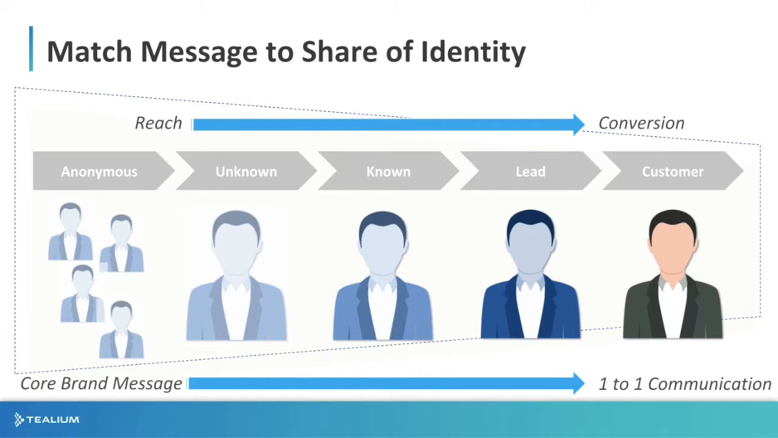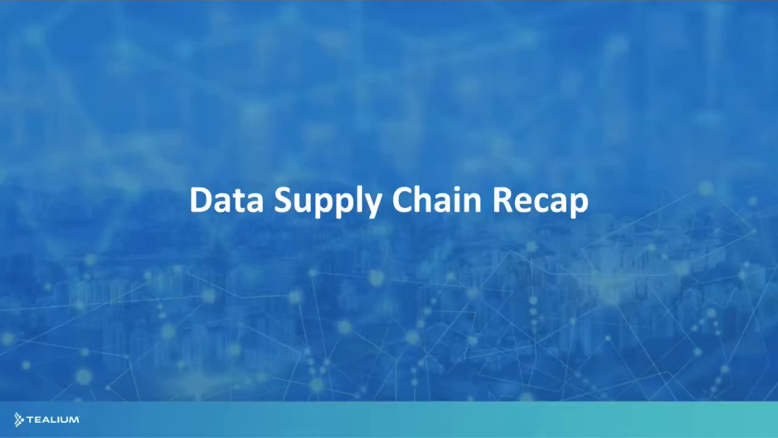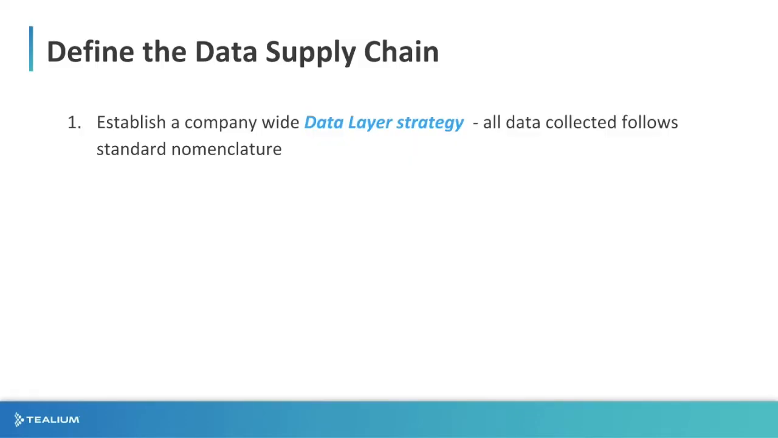So with that said, let's go ahead and round out the second part of our webinar where we've talked about the data supply chain and identity resolution with one final recap. So as an organization, you need the following. One, to establish a company-wide data layer strategy where all data is collected and follows a standard nomenclature. Really standardizing the data definitions your organization is using so every team and channel and system is defining the data the same way.